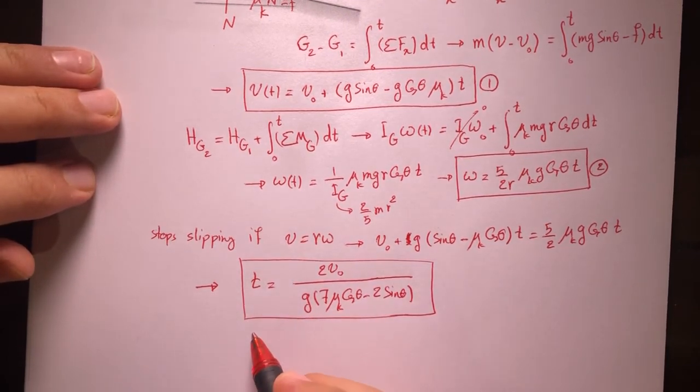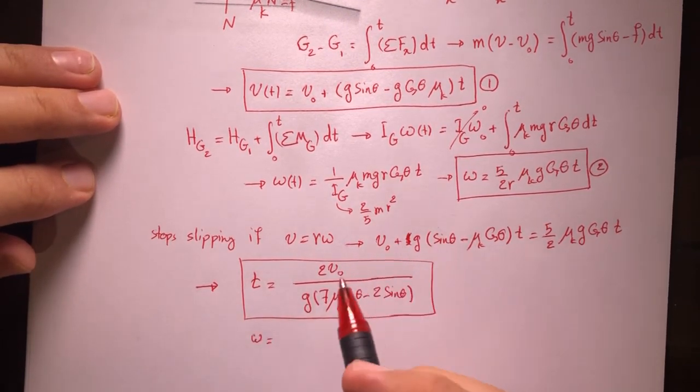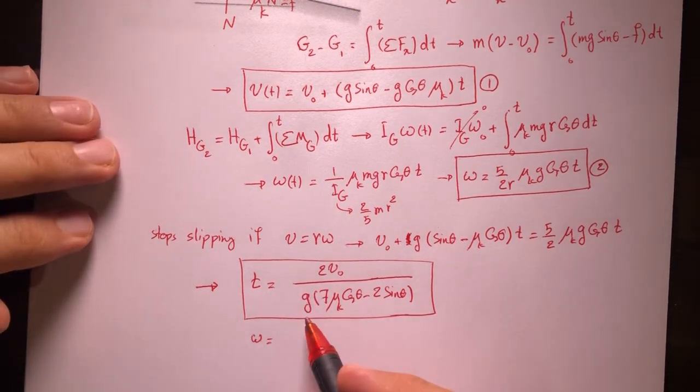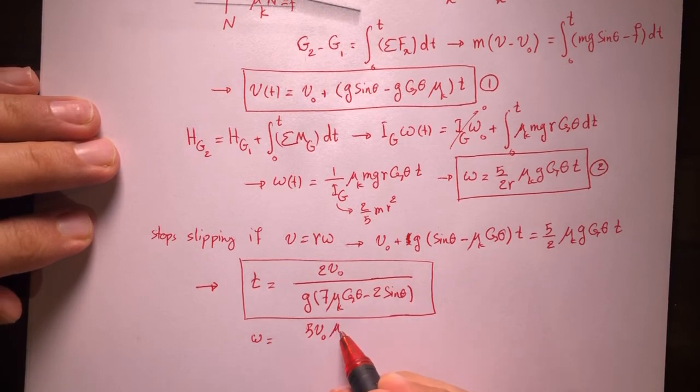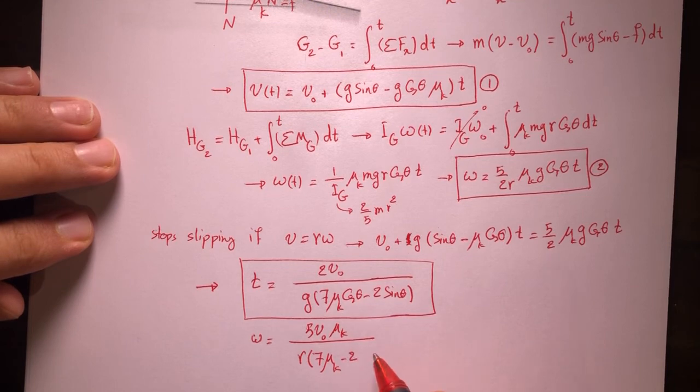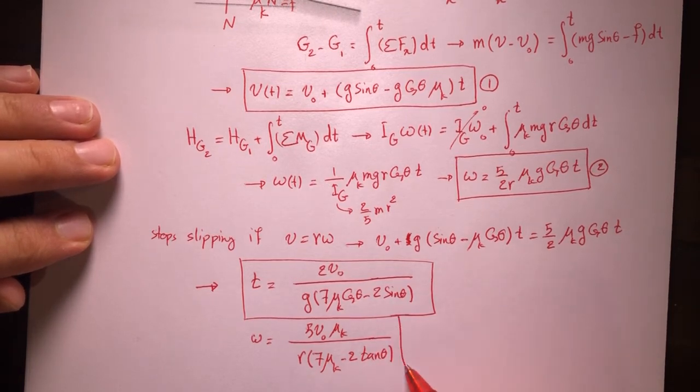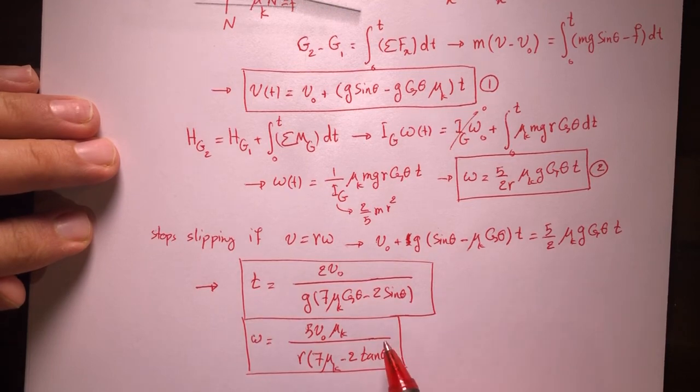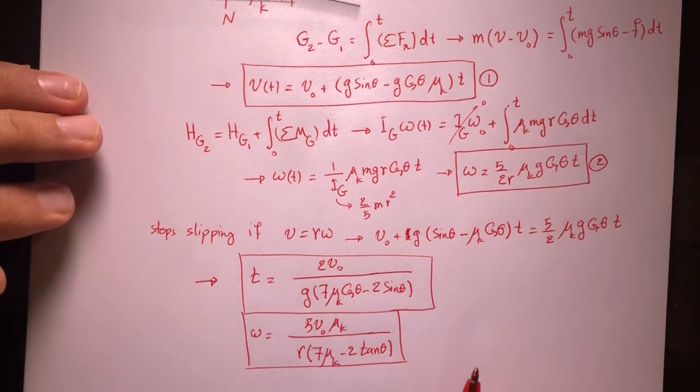So omega is going to be equal to 5 v naught mu k divided by r times 7 mu k minus 2 tangent of theta. And from here, the velocity is going to be just r times this. This r is going to cancel out, so I'm not going to write that.